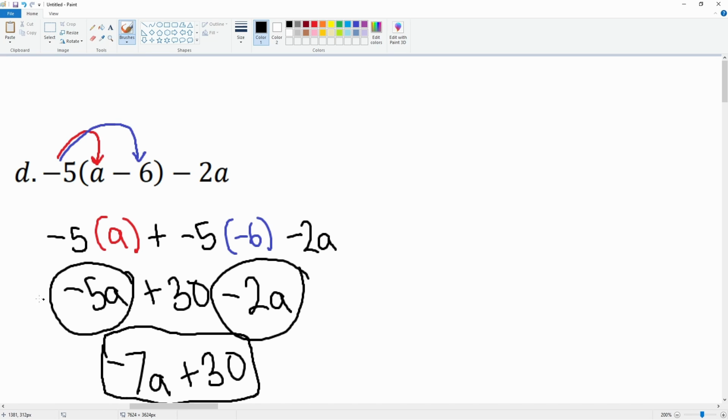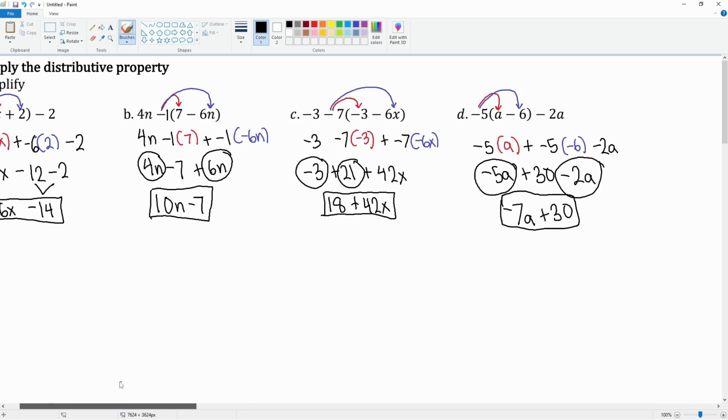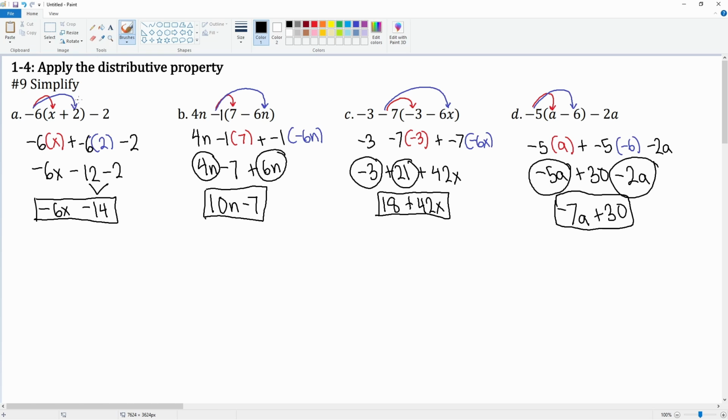Okay, so there you go. This is the number 9, which requires you just to simplify. You have to distribute first, then you combine like terms afterwards.